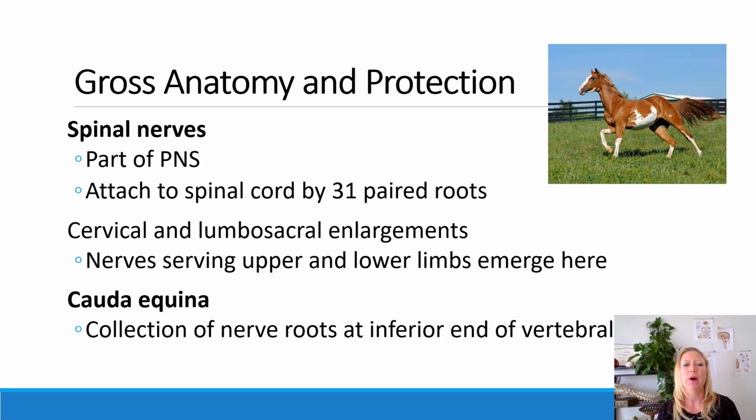Horsetail. So spinal nerves, they're considered part of the peripheral nervous system. They're going to attach to the spinal cord at those 31 pairs of roots. We see the cervical and lumbosacral enlargements. The nerves serving the upper and lower limbs are coming from there. Cauda equina is the collection of nerve roots at the inferior end of the vertebral column, so after L1, L2.